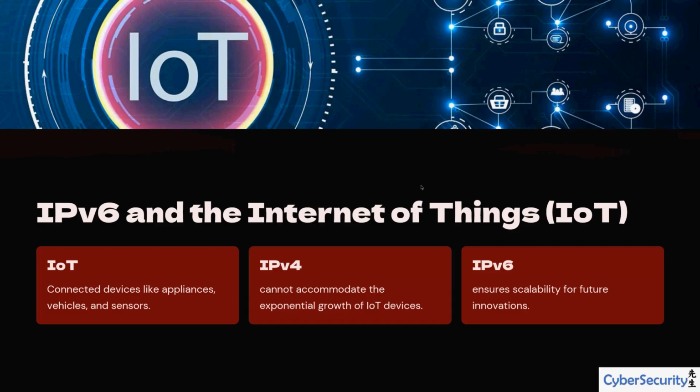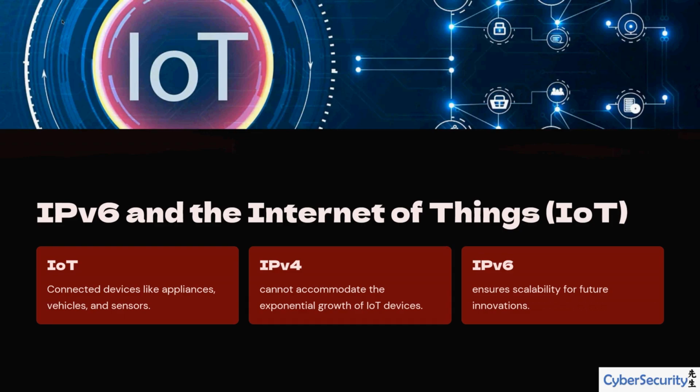Okay, and here the Internet of Things. IoT connects everything from cars to home appliances and environmental sensors. These devices require unique internet addresses, and IPv4 couldn't provide them. So IPv6 is really crucial for IoT to grow and for the internet to scale with billions of new devices.